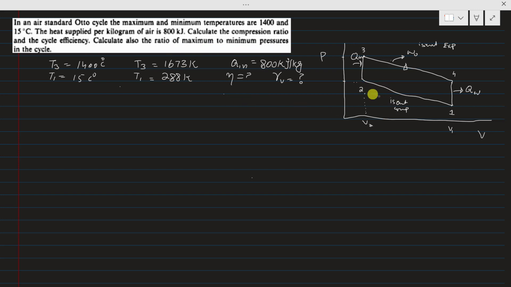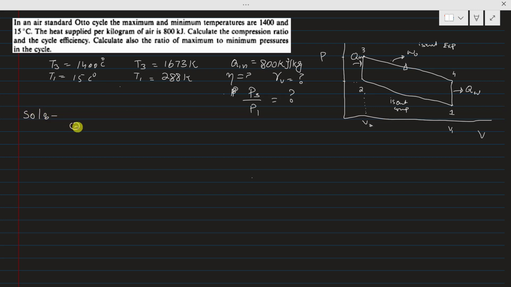If you look at the PV diagram here, the maximum pressure is at P3. So the ratio is P3 divided by the minimum pressure, that is P1. So these three quantities we need to calculate in this problem: the efficiency, the compression ratio, and the ratio between maximum and minimum pressure of the cycle. Let's begin the solution.